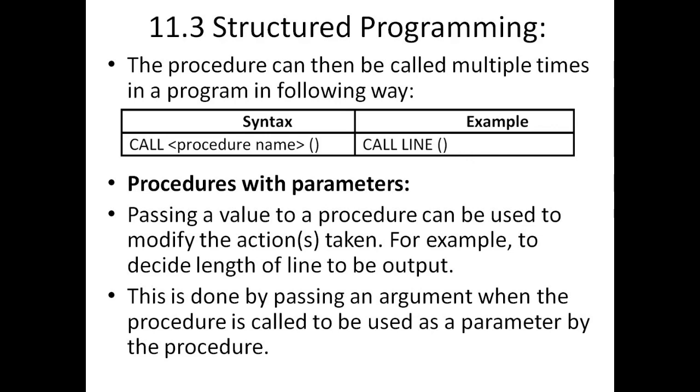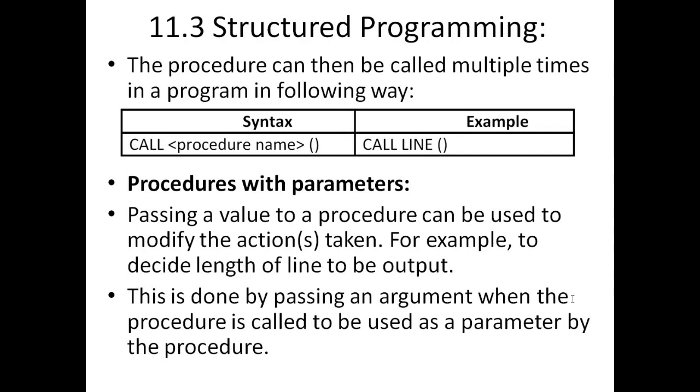You can also write procedures with parameters. Passing a value to a procedure can be used to modify the actions taken. For example, you can decide the length of line to be output. For example, you output a line 10 times in your program, but every time you use a different length for the line that is being printed on the screen. That can easily be done by using parameters with the procedure.